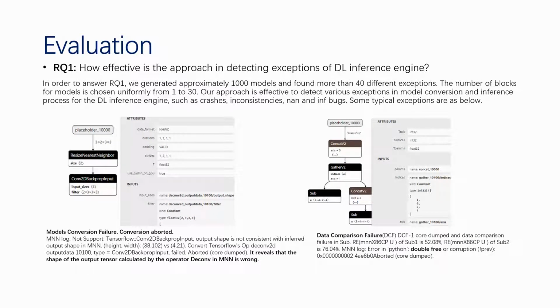In order to answer RQ1, we generated 1,000 models and found more than 40 different exceptions. Some typical exceptions are shown below. Various exceptions are detected in model conversion and inference process, such as crashes, inconsistencies, not a number, and infinity bugs.